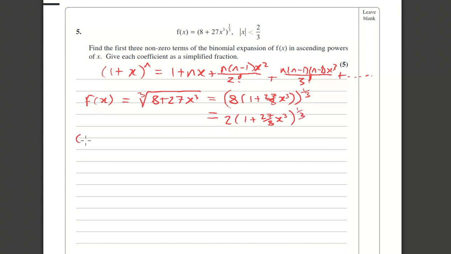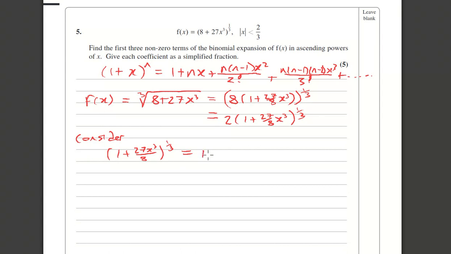And so consider first just 1 plus 27 x cubed over 8 to the power of a third. Let's do that binomial expansion and then try not to forget to times it by 2 at the end. I've often, to be honest, when I do these consider things, I often forget to times it by 2 at the end. Okay, so what do we got here?